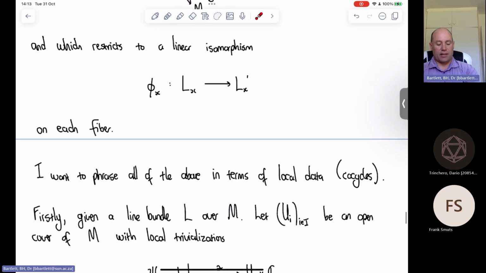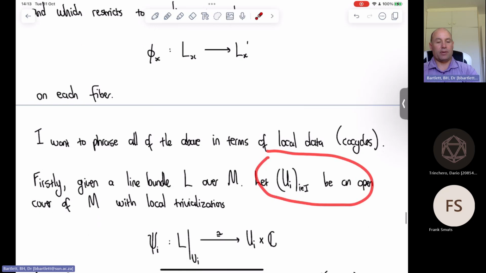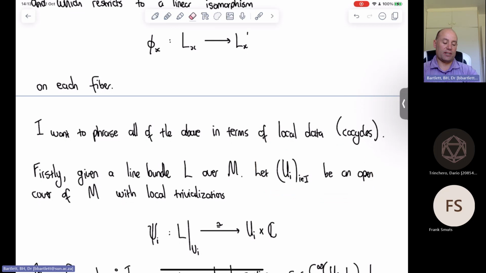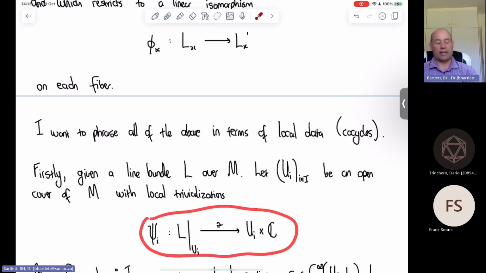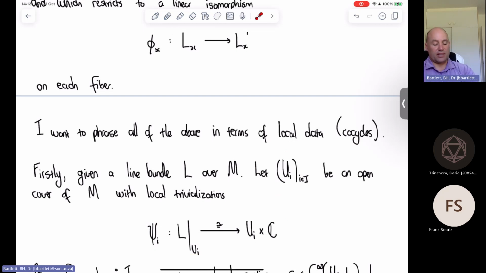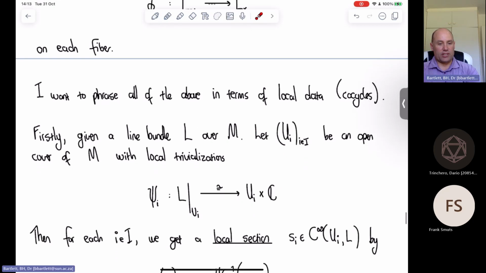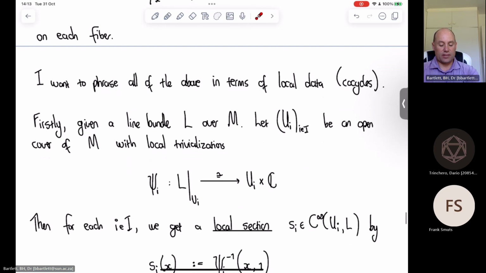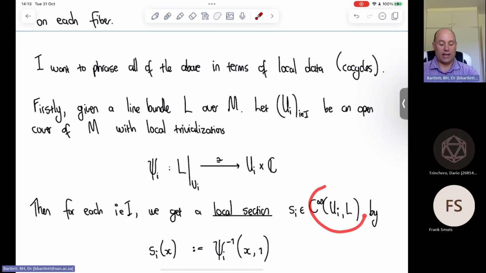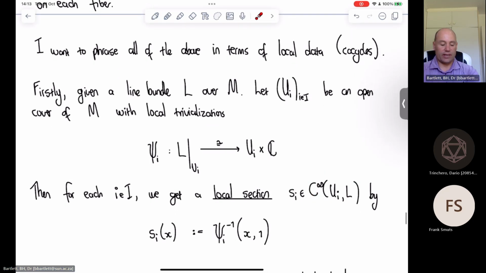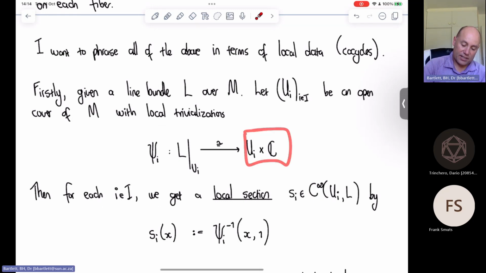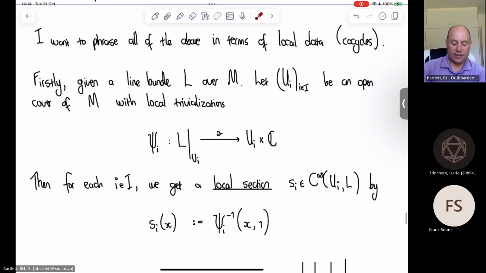Given a line bundle L over M, let UI be an open cover of M. By definition of the line bundle, there exists an open cover such that there are local trivializations: the line bundle restricted to each open set UI is isomorphic to a product line bundle UI cross C. That's the definition of being locally trivial. So for each I, we get a local section, a smooth section of the line bundle restricted to UI. Over there, we have canonical sections where at each point in UI, I give the complex number 1, and I can pull it back to give me a section over here. That's what I've done here.